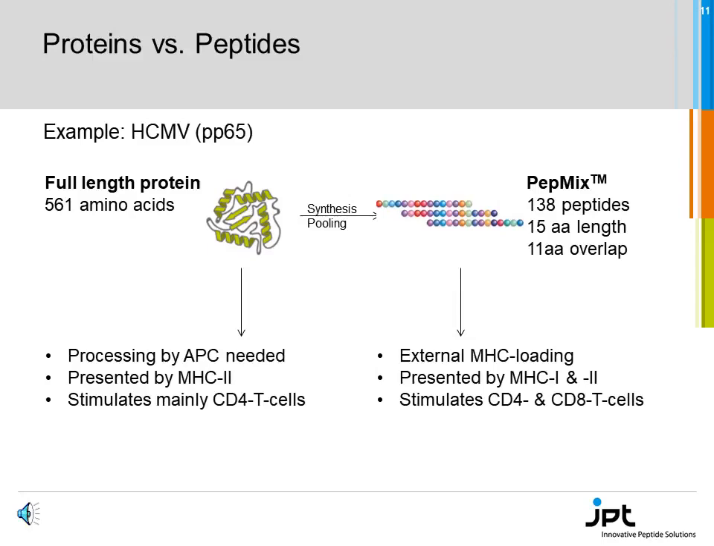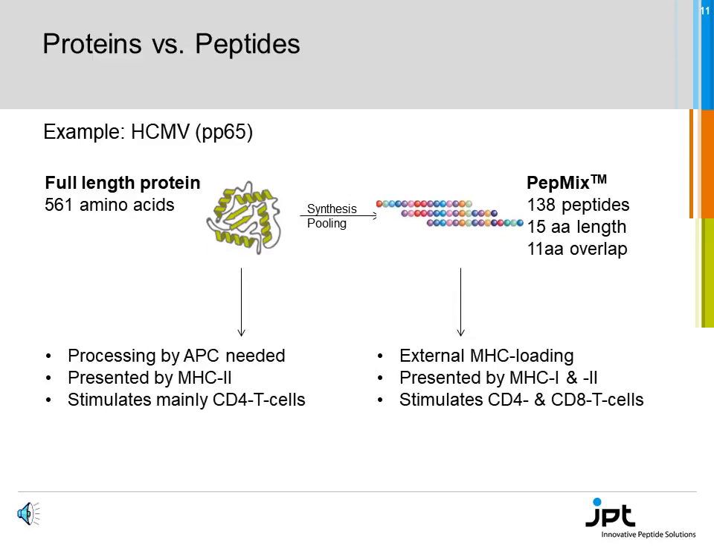However, proteins can be replaced by peptide pools that cover the protein amino acid sequences with sufficient overlap in order not to miss stimulating peptides along the sequence. Such peptides will be loaded onto the MHC complex externally, do not require processing, and will efficiently stimulate CD4 and CD8 T cells. JPT provides peptide pools in any requested format.